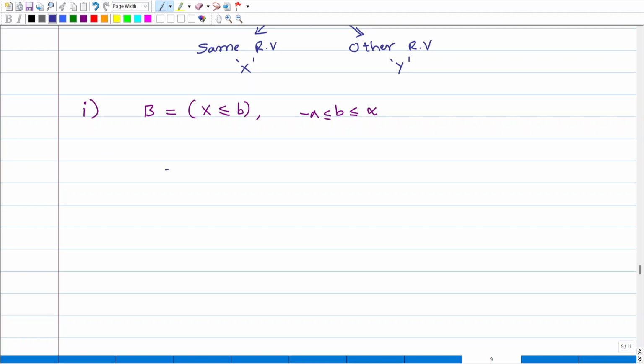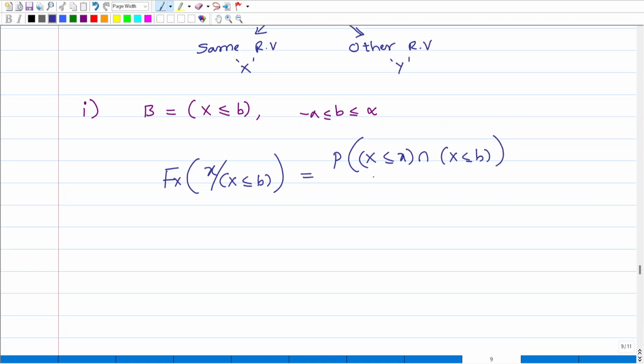Just now we have seen the conditional distribution of x given b. Now b is nothing but x less than or equal to small b. This we can write as the probability of x less than or equal to small x intersection x less than or equal to b, all divided by probability of x less than or equal to b, where the probability of x less than or equal to small b is not equal to 0.